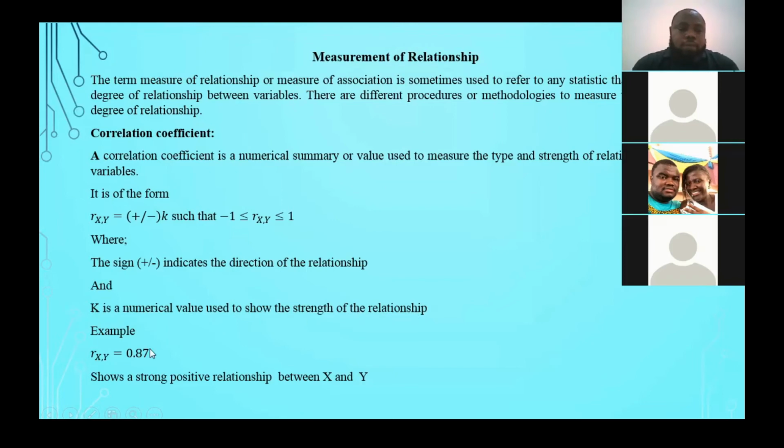We'll just take a simple example that the coefficient of correlation rho xy is equal to 0.87. This shows a strong positive, the sign here is plus sign, and the strength of it is 0.87. So this shows a strong positive relationship between variable X and variable Y.